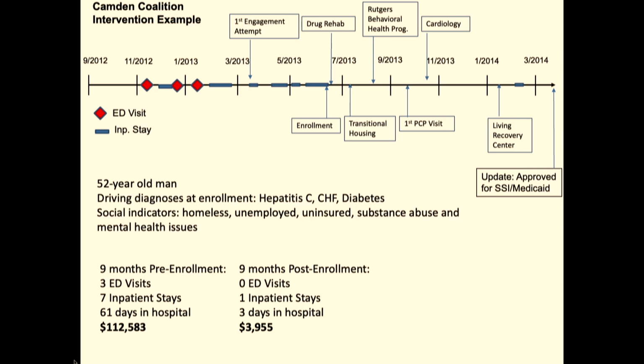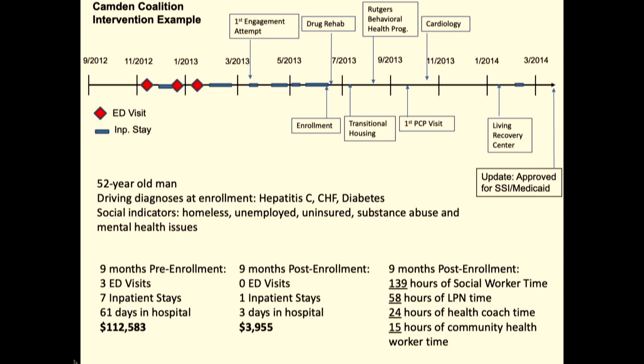Now, it did require an enormous amount of effort for the care team to make this difference. So 139 hours of a social worker's time in this 9-month period were needed. And I'm not even putting those, if I put every encounter that the patient had with this individual on this timeline, it would be so busy that it would be too cluttered, so it's not even included.